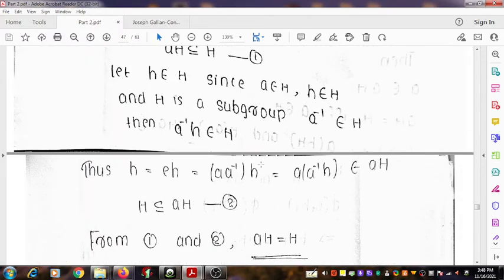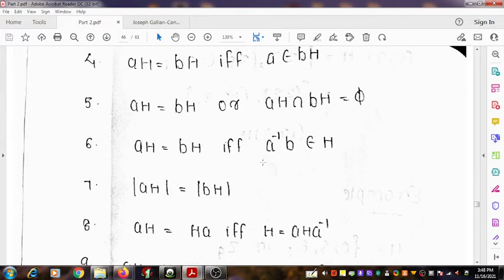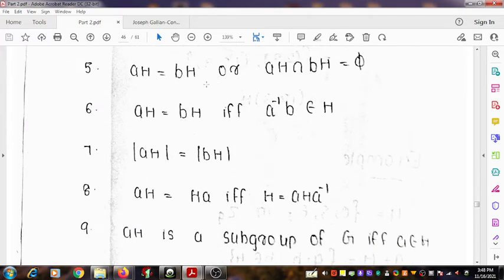The fifth property says that either AH equal to BH or AH intersection BH equal to empty set. What does it mean? Suppose some element in AH is present in BH, or vice versa, some element in BH is present in AH, then they must be equal. All elements in AH must be present in BH, and all elements in BH must be present in AH. That means they are equal. So AH equal to BH or AH intersection BH equal to empty set.